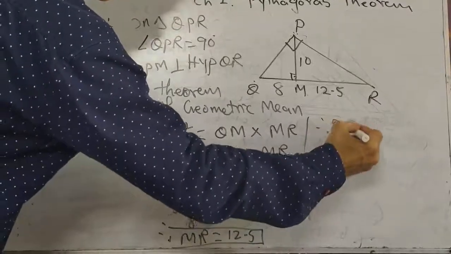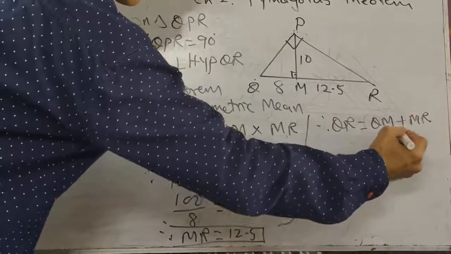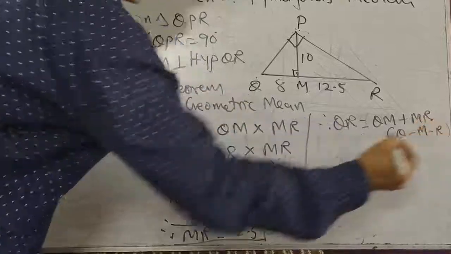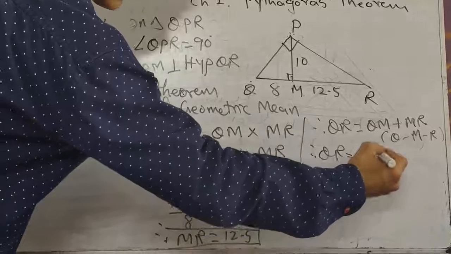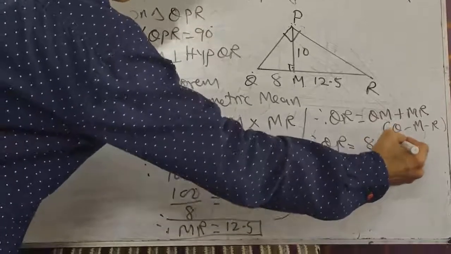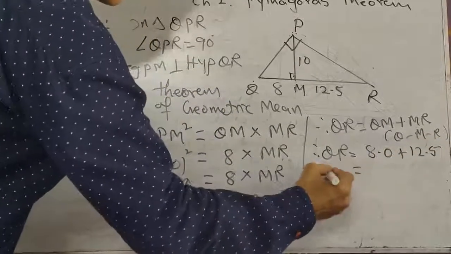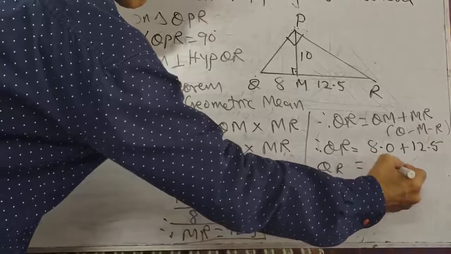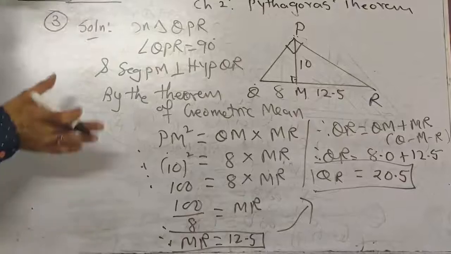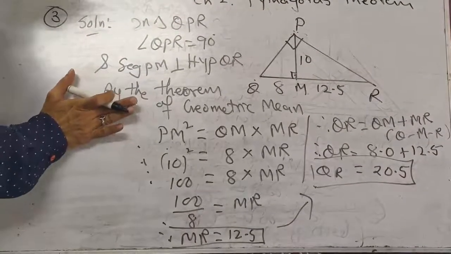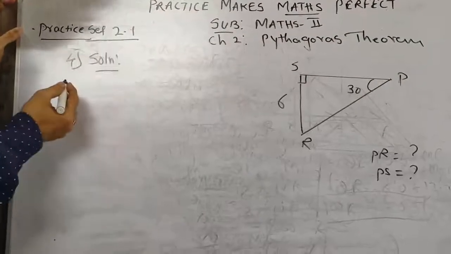Therefore, QR is equal to QM plus MR, Q-M-R collinear. And therefore, QR is equal to QM is 8. You can write 8.0 also. 8 plus MR is 12.5. So, QR will be 20.5. Okay, very easy sum. Just like the second one, you take the help of the theorem of geometric mean and collinear points. So, okay, now practice set 2.1, sum number 4.